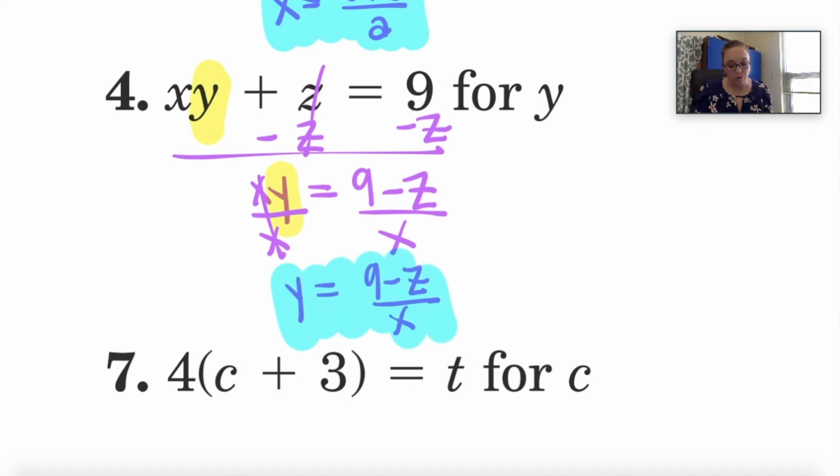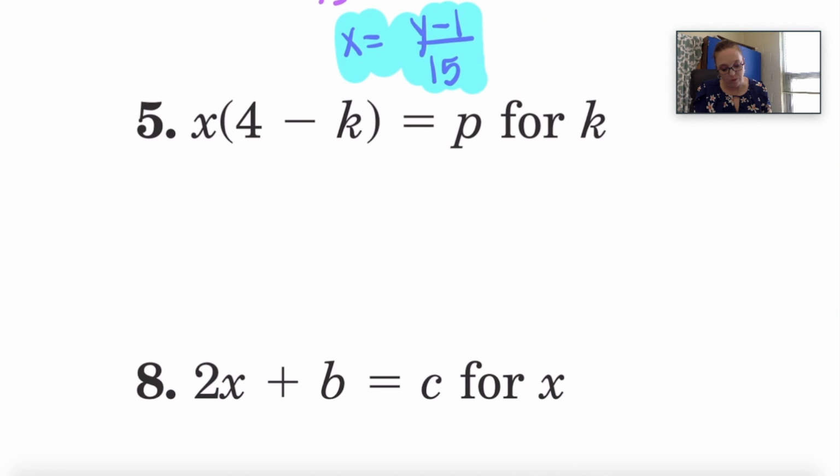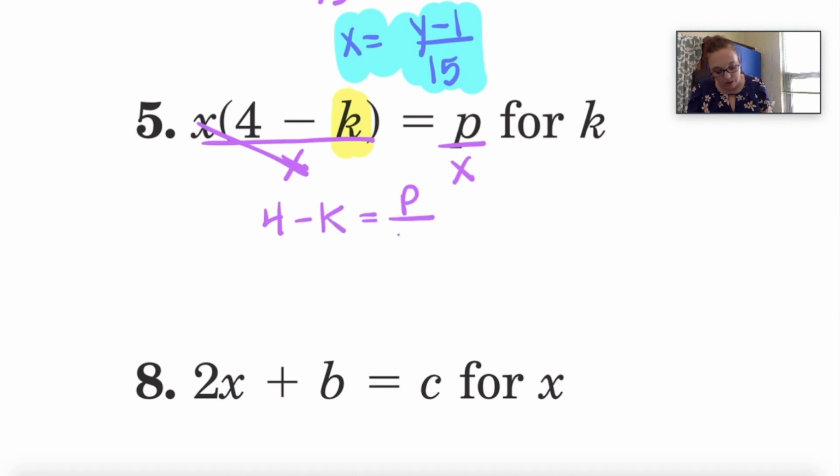Okay, let's try another problem. Let's look at number 5. This time we're going to solve for k. So let me highlight that k so I know that's the one I'm isolating. Now, there's more than one way to do this. Probably the easiest way is to go ahead and get rid of that x. So it's x times the quantity 4 minus k. If I divide this side by x, boom, it's gone. So let's divide both sides by x. That leaves me with 4 minus k equals p divided by x.